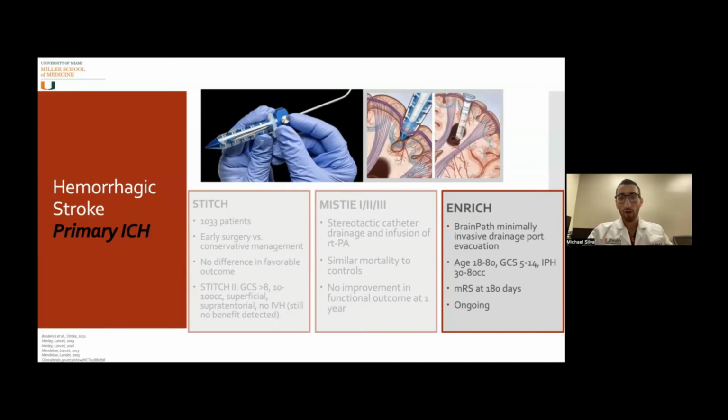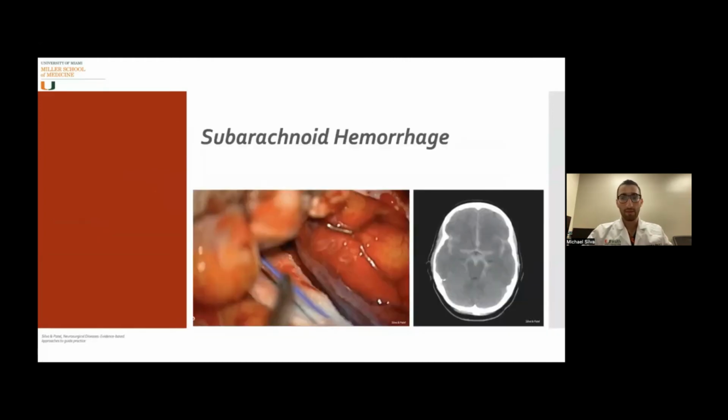But so far, there's been no clear definitive evidence that hematoma evacuation significantly benefits patients in many cases. Obviously, for patients who have acute decompensation, need emergent evacuation, or are actively herniating, that's a different discussion. But for patients with ICH, neurosurgery for hematoma evacuation is still being evaluated, but with no definitive benefit.